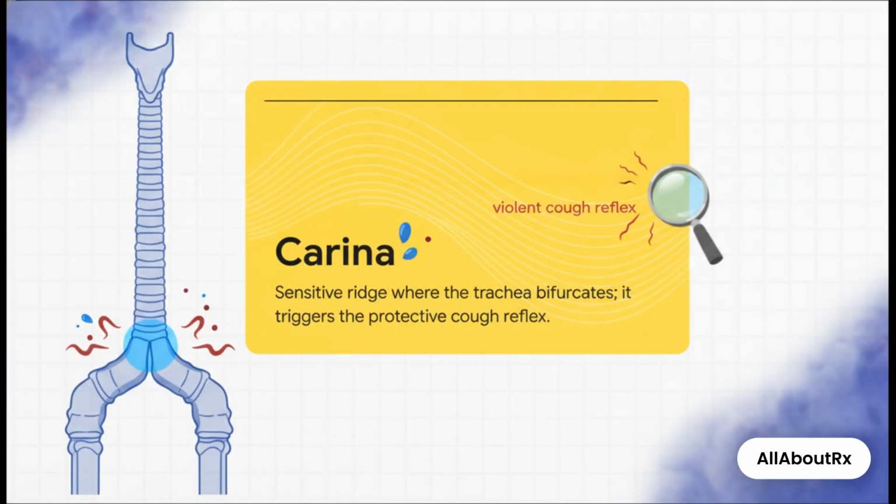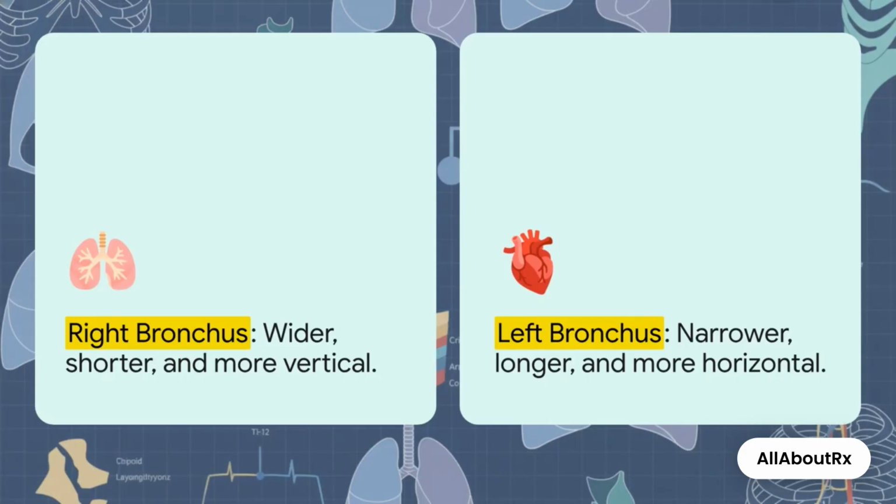Zooming in on the trachea, it extends roughly 10 to 12 centimeters down, from C6 to that T4/T5 sternal angle we just talked about. And right at that bifurcation point, it hits the carina. This is a highly sensitive cartilaginous ridge. If a foreign body, even a tiny drop of liquid, touches this ridge, it triggers a violent cough reflex to protect your airway instantly.